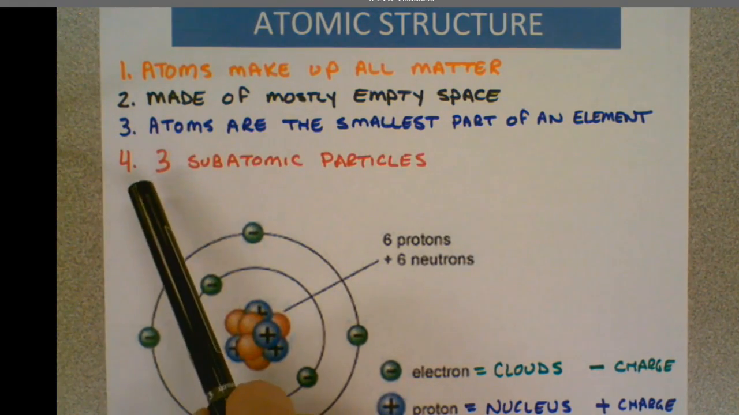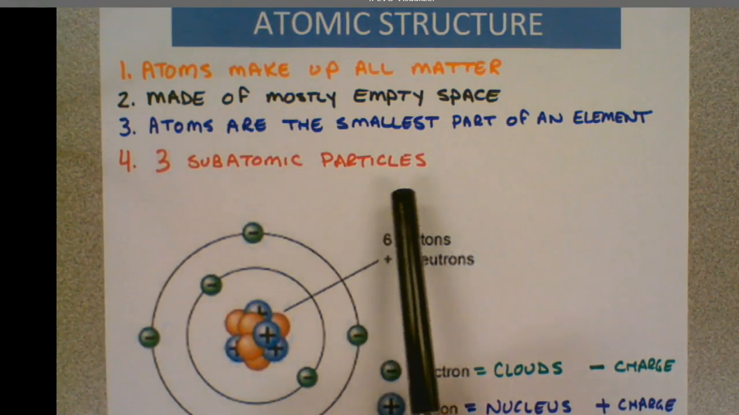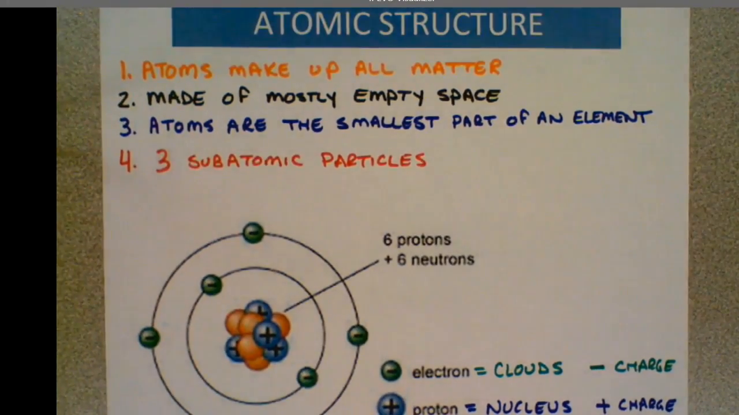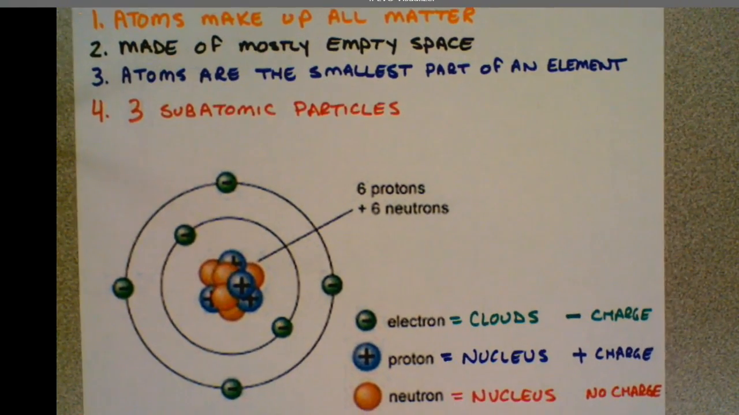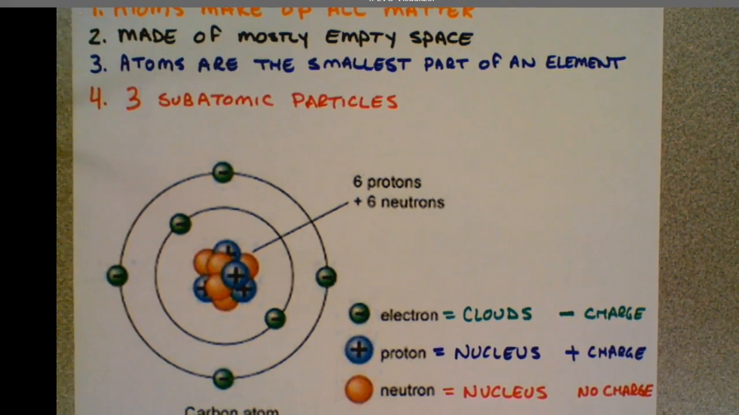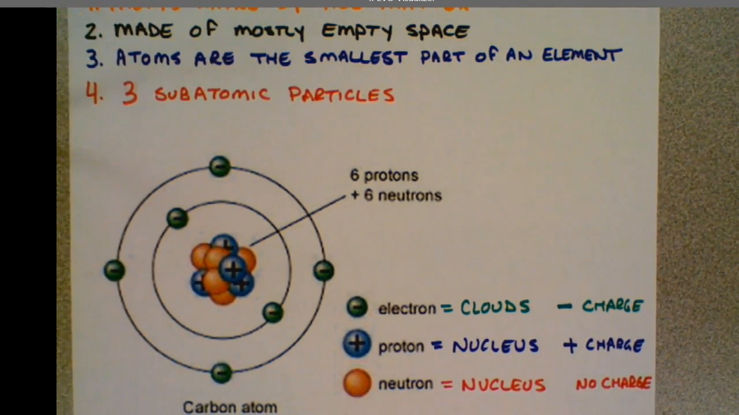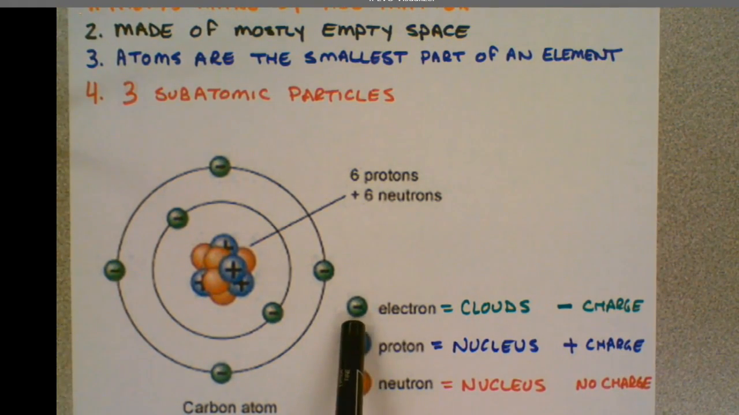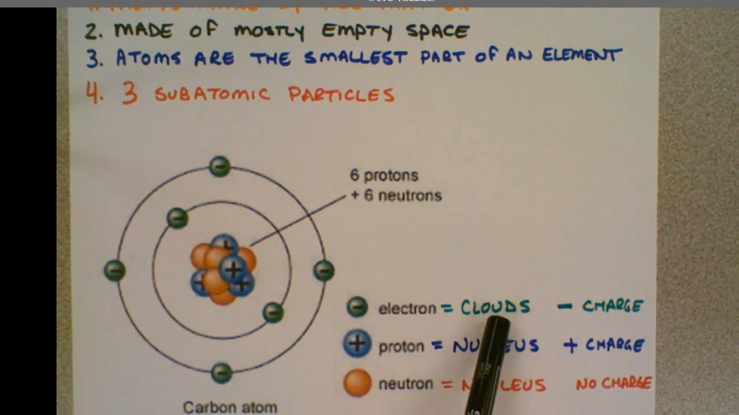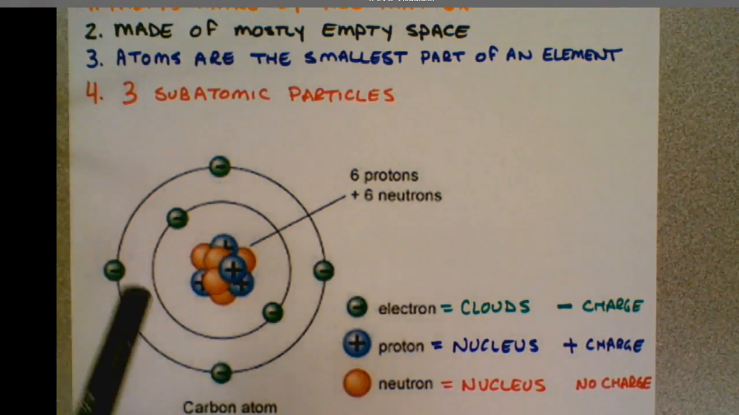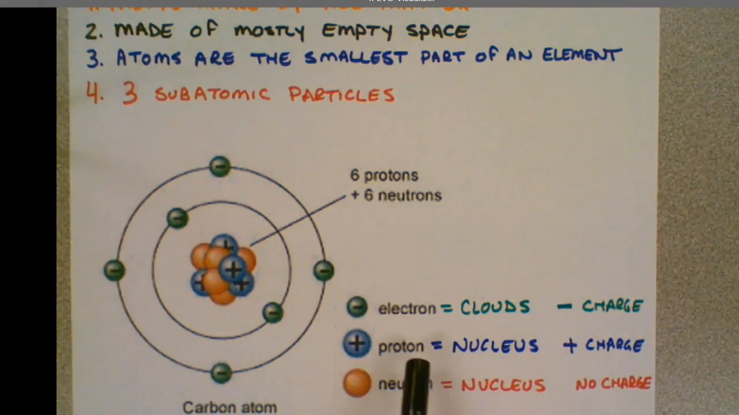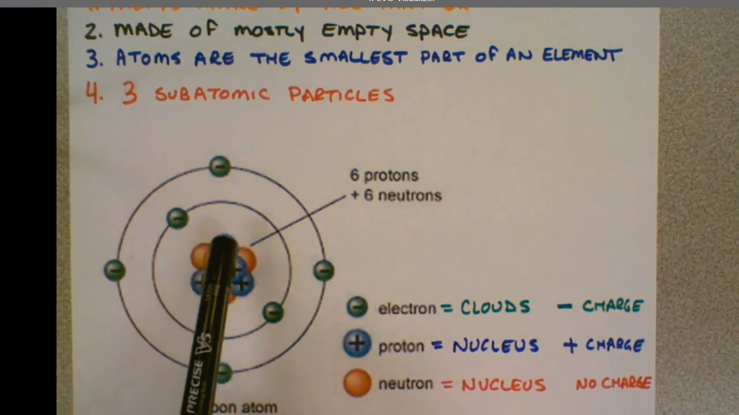And then number four, it says we have 3 subatomic particles that build an atom. And that's what is listed here in this picture. So our 3 subatomic particles are an electron, a proton, and a neutron. And you need to know the general properties of these subatomic particles. So for example, electrons are negative, and they live in clouds that are surrounding the nucleus of the atom. Protons and neutrons are found in the nucleus. So that's what these little guys are.